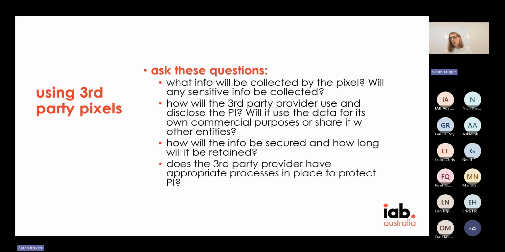Just make sure that you know how long someone is going to keep the information. So you don't want it just sitting somewhere for 5 years. And that happens more often than you would think. You need to consciously make sure that everyone is aware of the time, and that the third party has appropriate processes in place to protect PI.